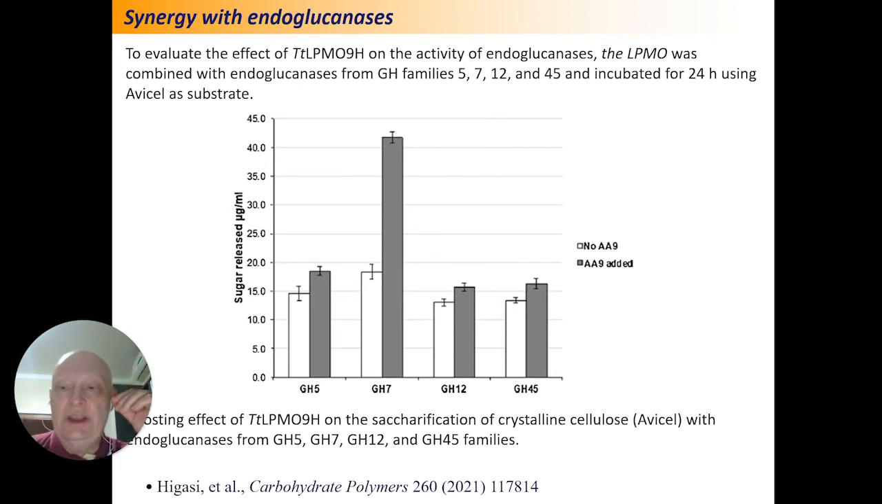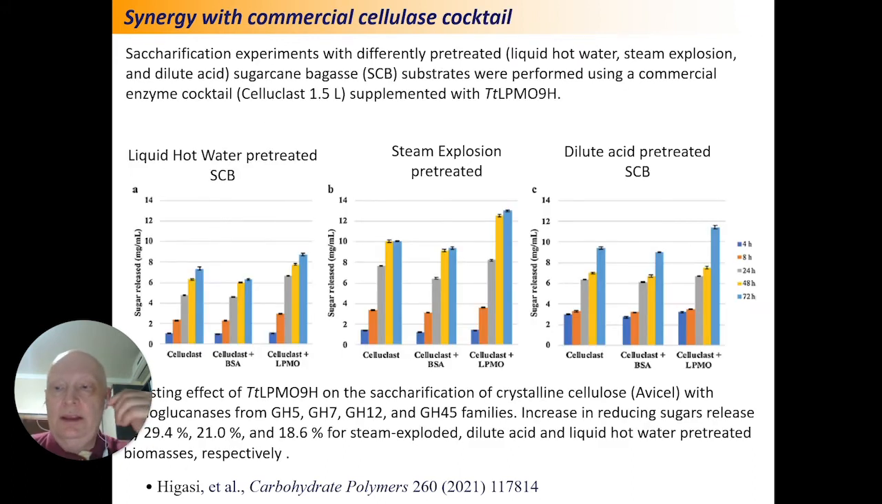Well, we next looked at the synergy with different endoglucanases, and for that we have chosen four different endoglucanases from four different GH families, GH5, 7, 12, and 45, and clearly there is a huge synergy with GH7. LPMO also activates GH5, 12, and 45, but not to the degree that it activates GH7 and the endoglucanase activity. Well, LPMO is capable of activating endoglucanases.